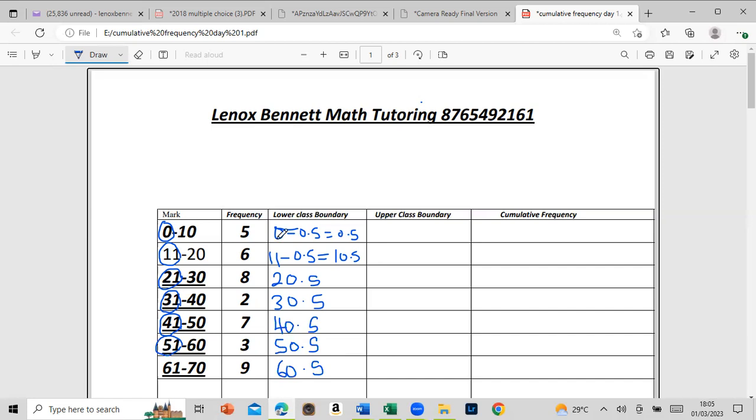And then the upper class boundary: you check the number here and add 0.5, so that will be 10 plus 0.5. You continue like that. This next one will be 20.5. You just add half to it basically. Add 0.5 to 50, that gives 50.5. Similarly, this is 60.5, and then this is 70.5. So I can see the difference between them is about 10.